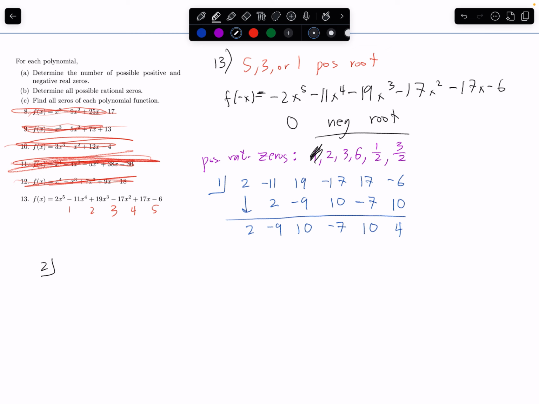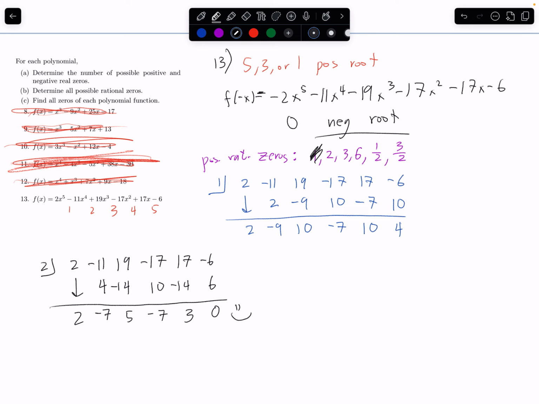Okay, let's move on to 2. I'm going to do it over here, same coefficients. 2 comes down. That's 2. 2 times 2 is 4, plus negative 11 is negative 7. Negative 7 times 2 is negative 14, plus 19 is 5. Times 2 is 10, plus negative 17 is negative 7. Times 2 is negative 14, plus 17 is 3. Times 2 is 6. Yes! Negative 6 plus 6 is 0. All right, we found another one.